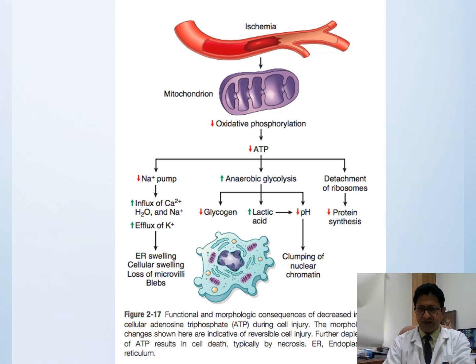Now on the other aspect, because of the decreased ATP, another thing you can see is the detachment of the ribosomes. The ribosomes get detached, and as a result naturally there can be decreased protein synthesis. So these are the functional derangements because of ischemia and because the functions of the mitochondria are altered, and as a consequence there can be different morphological changes because of these biochemical reactions.